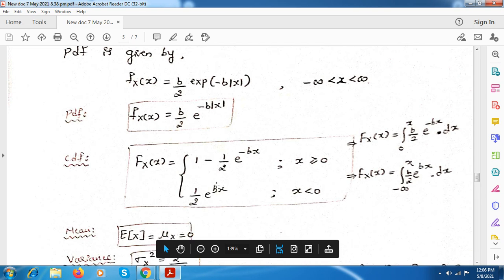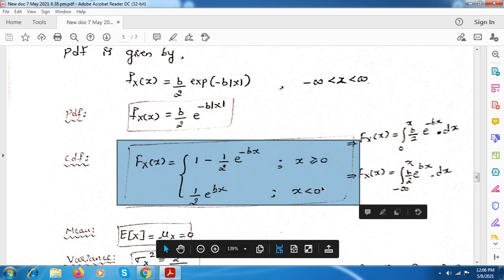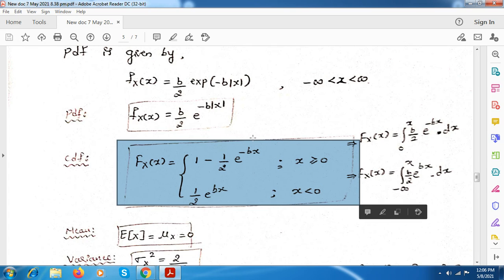That is, 1 by 2 into e to the power of bx when you integrate (b by 2) into e to the power of bx. Here this will be positive, and from 0 to x, where the x values are greater than 0, it will be negative, because you have modulus of x. Because of that, here it will be minus and here it will be plus. So this is the CDF value in two conditions, that is x less than 0 and x greater than or equal to 0. Just take down these PDF and CDF equations.